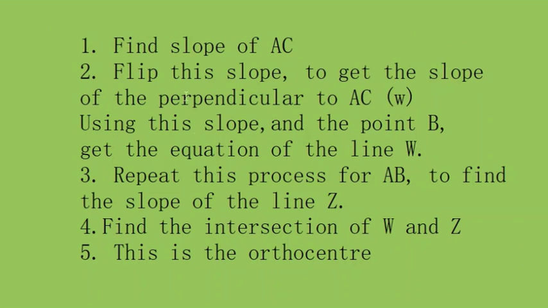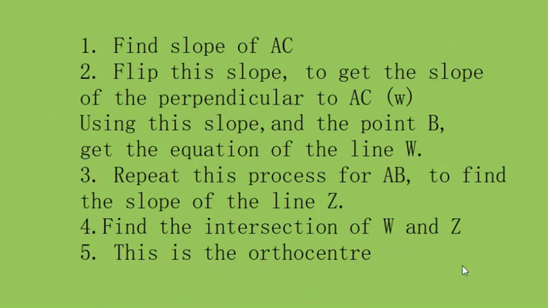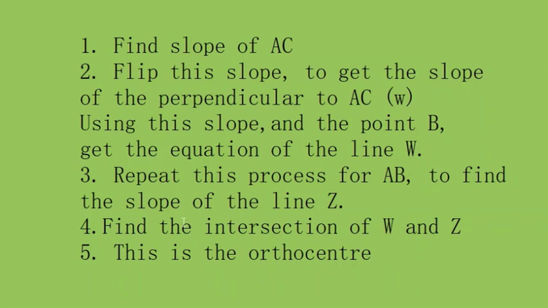Likewise, I'm going to repeat all of this for AB. So first of all, I get the slope of AB using the formula. Then I flip that, get the slope of this perpendicular. Then using the point C and the slope of this, I would get the equation of the perpendicular to AB, which is Z, line Z. So that's how I get the equation of line Z. Then what we do, use simultaneous equations to find the intersection of W and Z, and that's the orthocentre. So as you can see, it's quite a time-consuming process. It's nothing really that new. It's just more annoying to have to put it all together. So we'll try to do this as quick as we can.